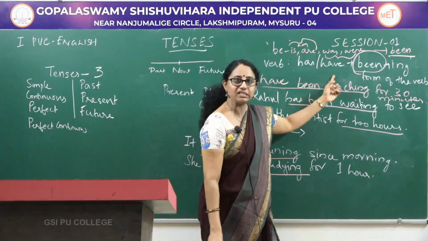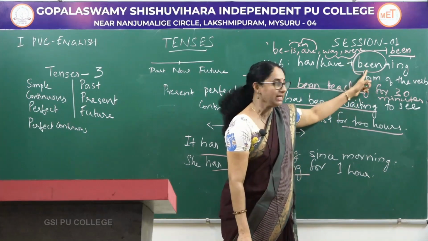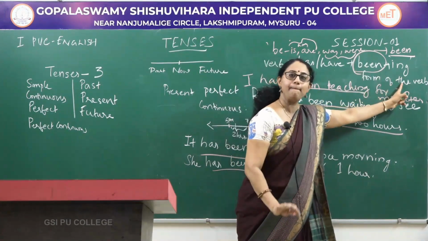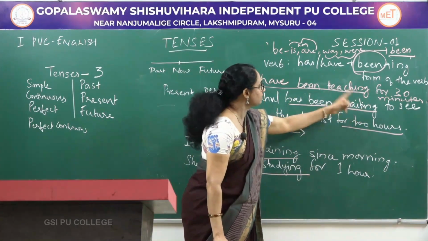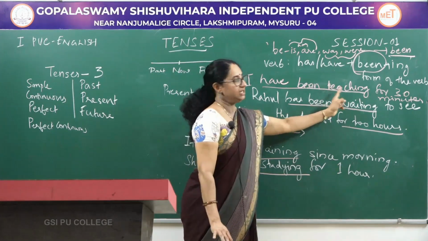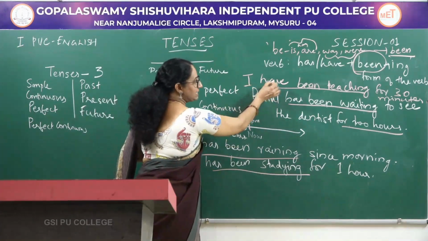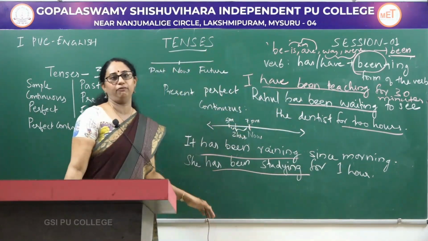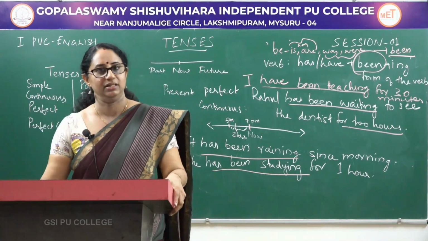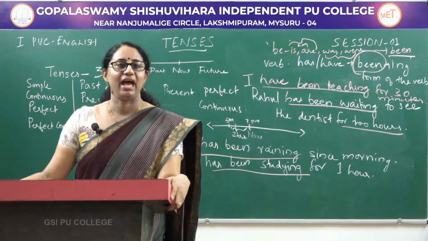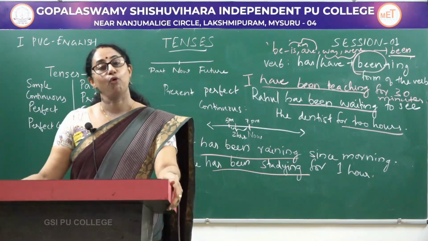So here have or has plus past participle form of the verb be, that is been, and then ing form of the principal verb. See, in this sentence the principal verb is wait, ing form is used. Here teach is the principal verb, ing form of the principal verb teach is used. So this is have or has plus been plus ing form of the verb constitutes the verb part in present perfect continuous tense.